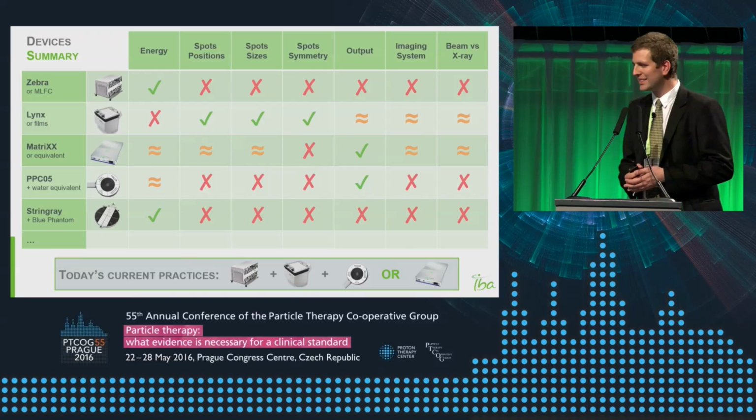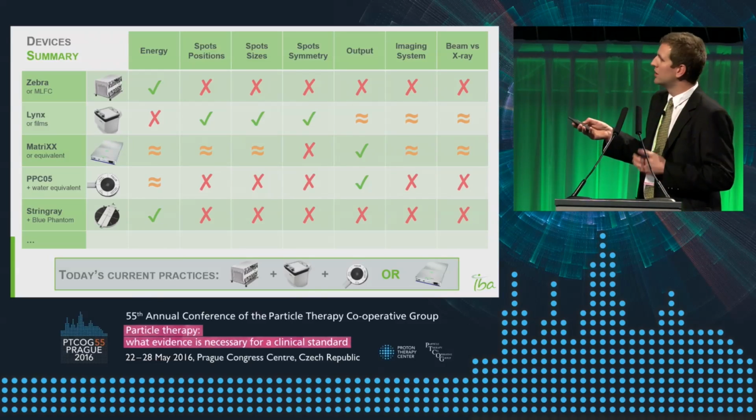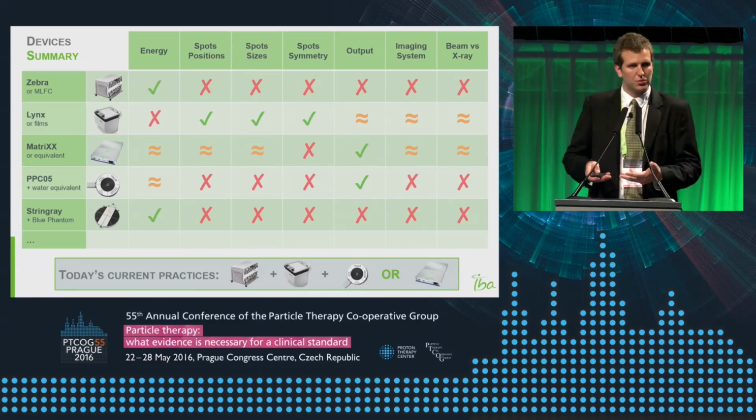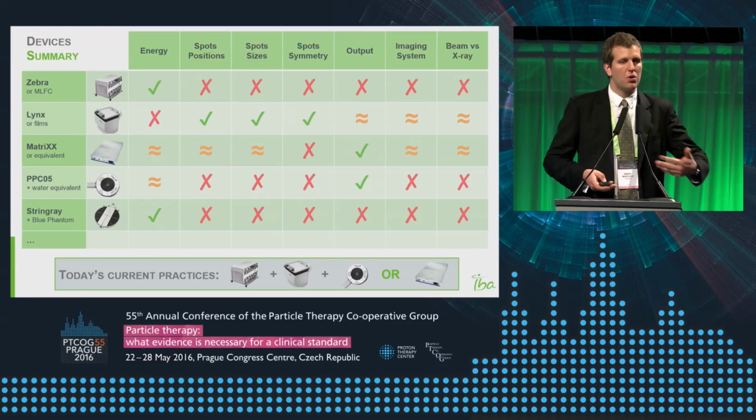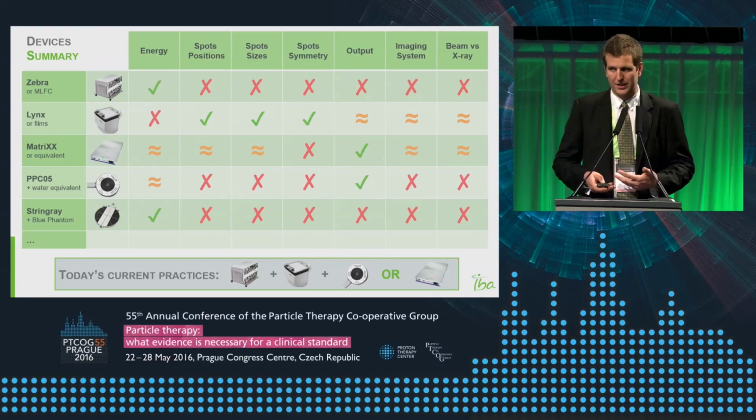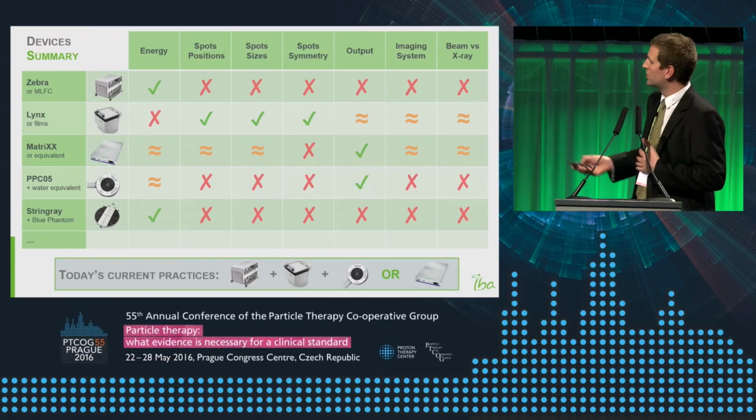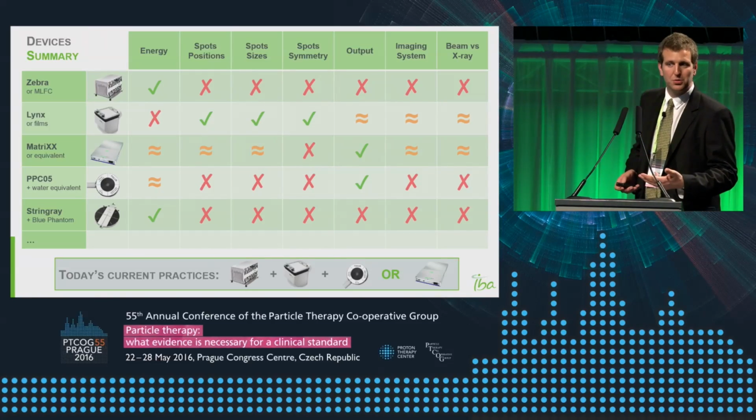What we looked at is that if we want to reach the accuracy that PBS requires, which is basically lower than 1 millimeter, we wanted to use a high-resolution device. Matrix is a great device, but it has a resolution of 32 by 32.